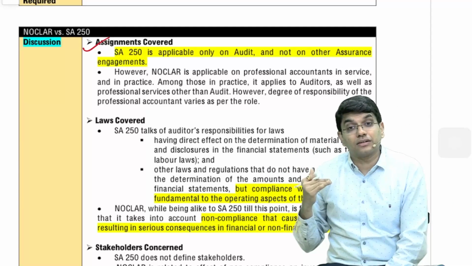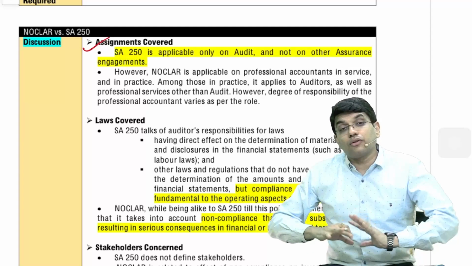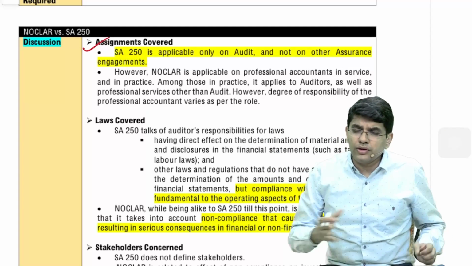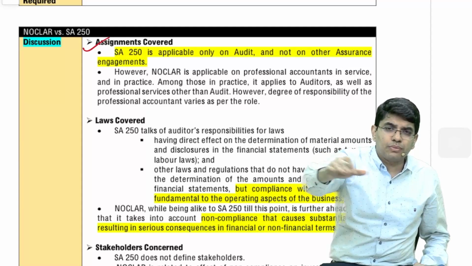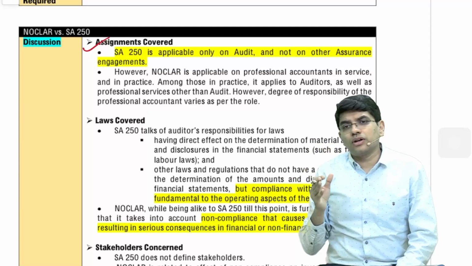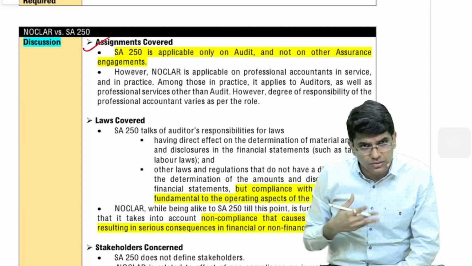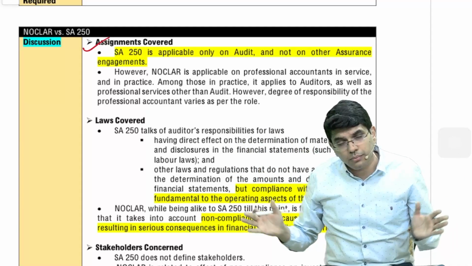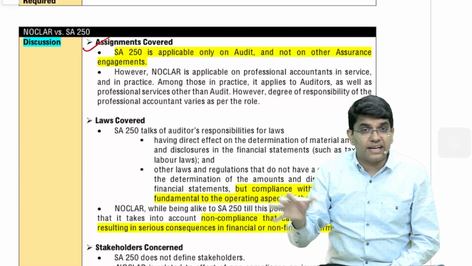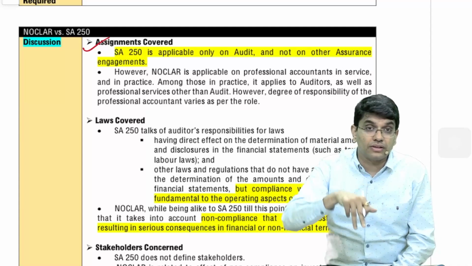On the other hand, NOCLAR is covering a lot of things. When you're doing any kind of professional assignment for your client, and when you are doing a job for your employer, it is covering all the situations. It is covering a large number of different types of assignments. What to do in that situation is covered.